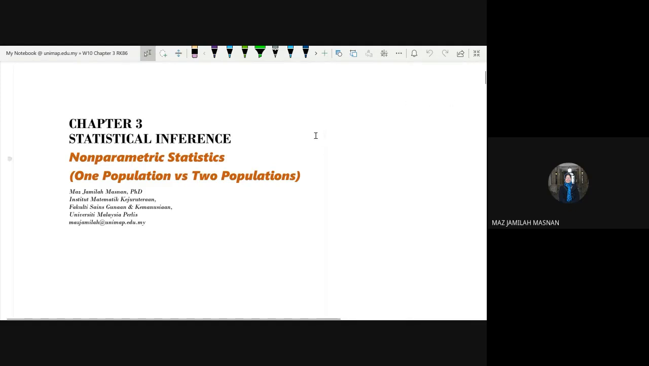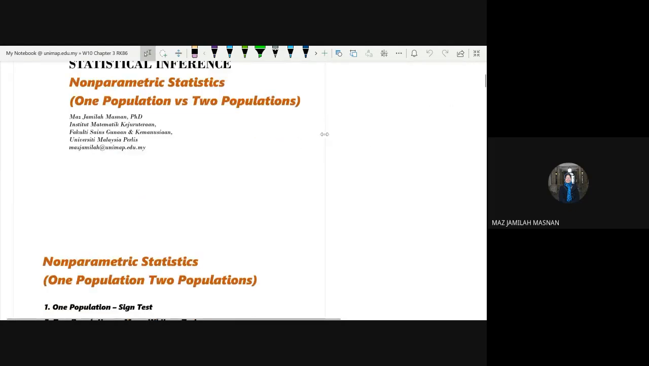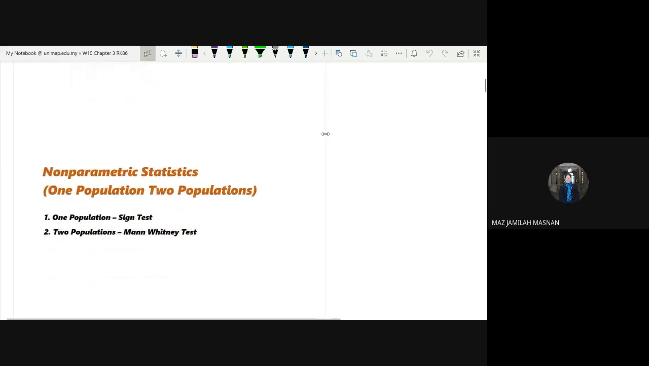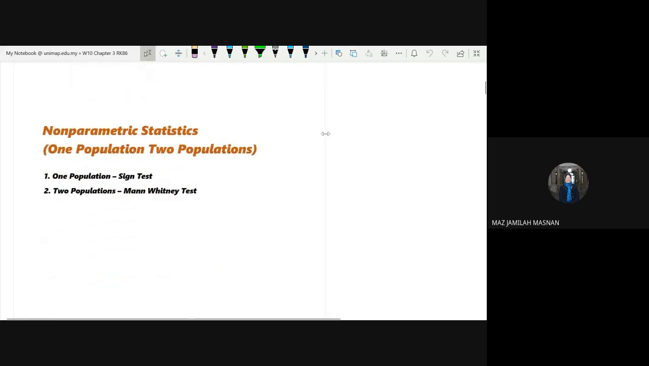Now, unlike our discussion in parametric methods, where we discussed how we can use the sample mean and sample proportion to make decisions for the population mean and population proportion, non-parametric statistics will be a bit different in terms of what we are testing.